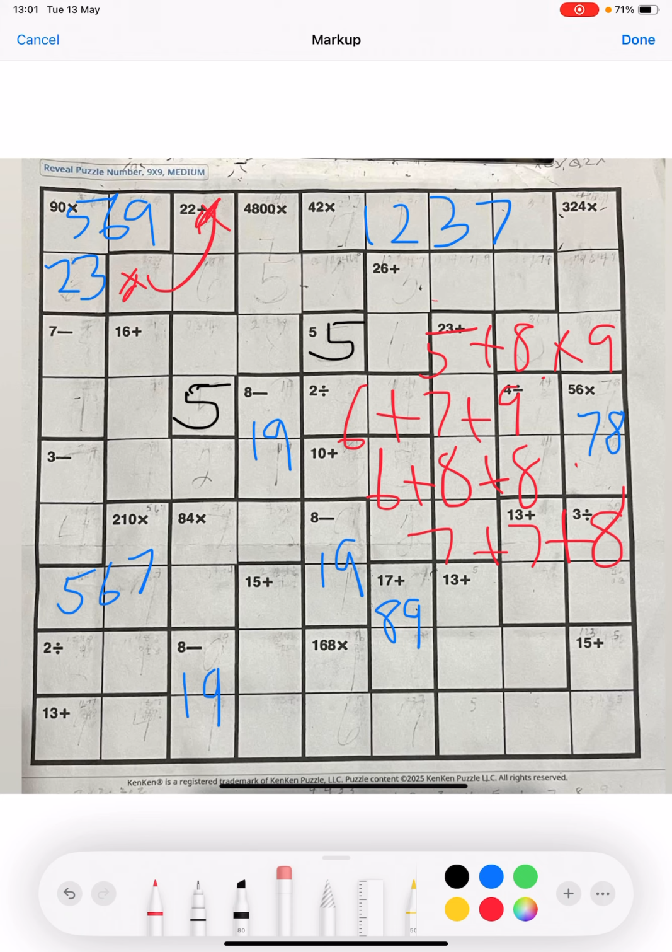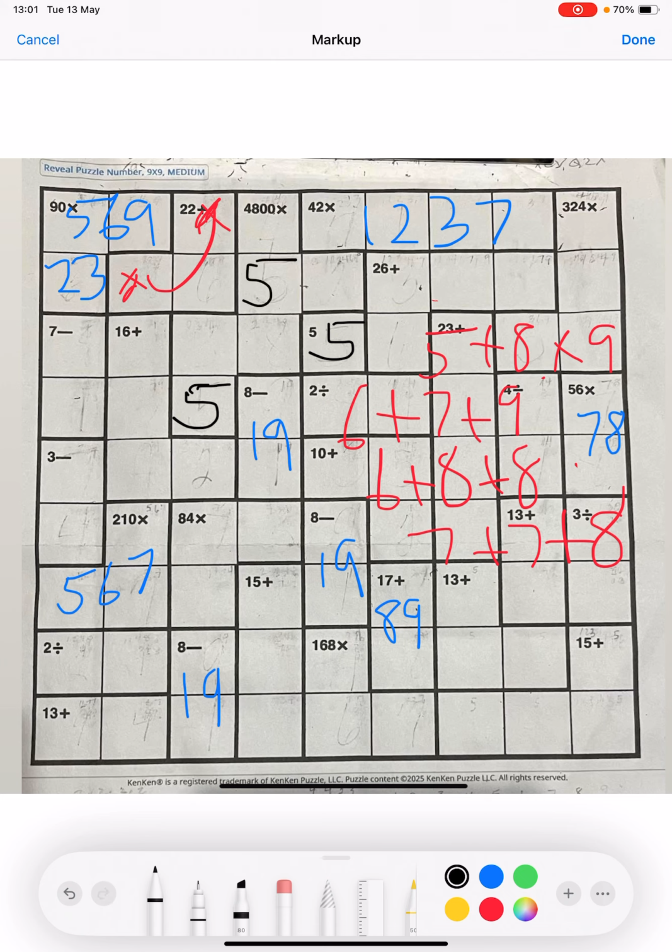Could I have 5 plus 8 plus 9? In fact, the answer is no. I'll put something else in now. I'll just go off on a slight tangent. I know I've got a 5 there. I've also got a 5 there then. I need another 5 in this 4,800 cage.